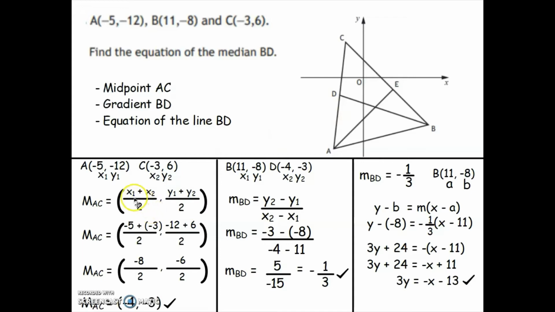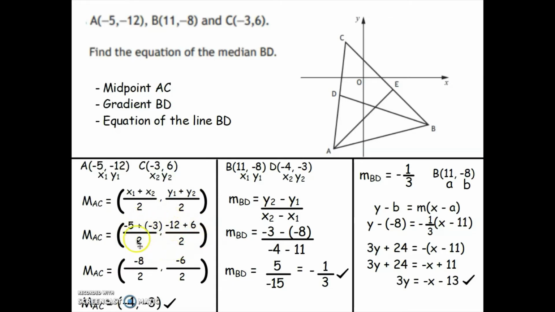We use the formula x1 plus x2 over 2, y1 plus y2 over 2. We substitute the values in. We label them x1, y1, x2, y2 for the coordinate A and for the coordinate C, which come in the question. We then put them into the formula, negative 5 plus negative 3 over 2, negative 12 plus 6 over 2. Now at this point here is where I see probably the most common mistake in this question.